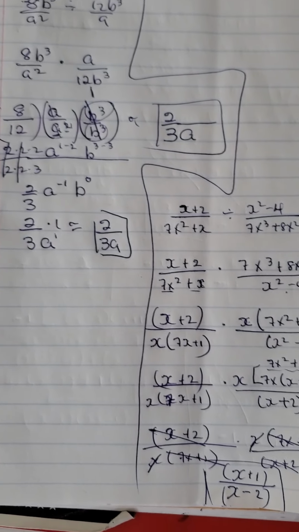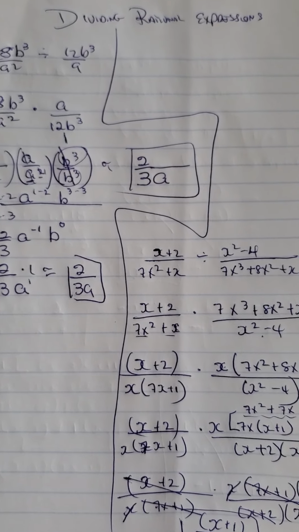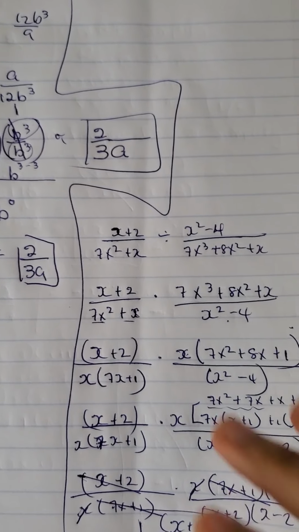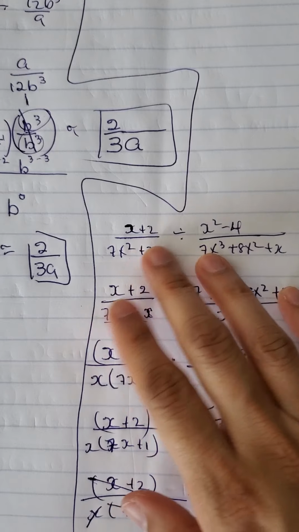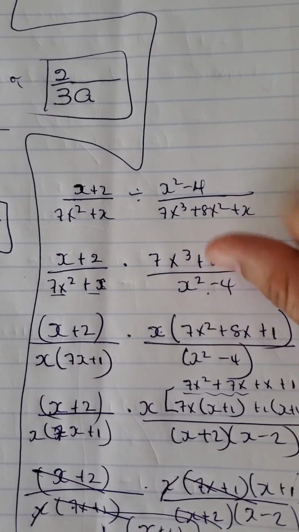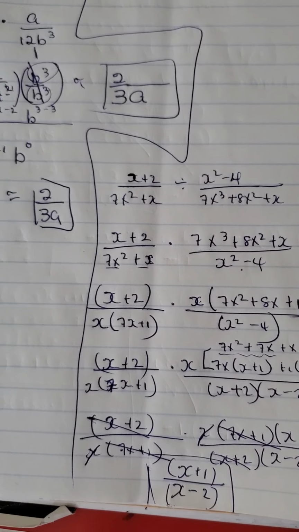All righty, so this is basically it for dividing rational expressions. It's the same as multiplying, but this time one of our factors, which is the dividend, is multiplied by the reciprocal, which is the inverse of the divisor, the second factor.